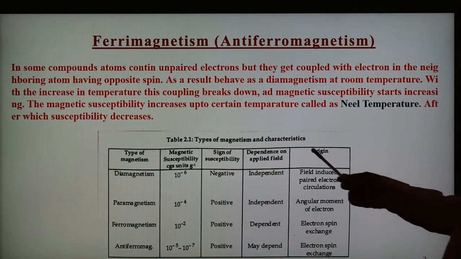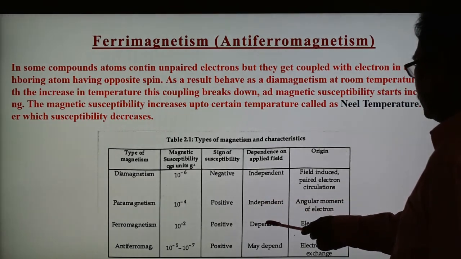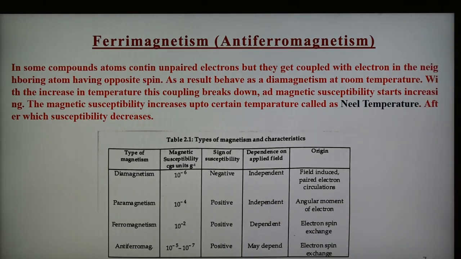In case of dependence on the applied field, some are independent, and only this one is dependent and others may depend. The origin is shown here: field-induced paired electron circulation, angular momentum, and electron spin exchange. So this is the origin of this behavior. There are four different types of behavior: diamagnetism, then paramagnetism, ferromagnetism, and antiferromagnetism.